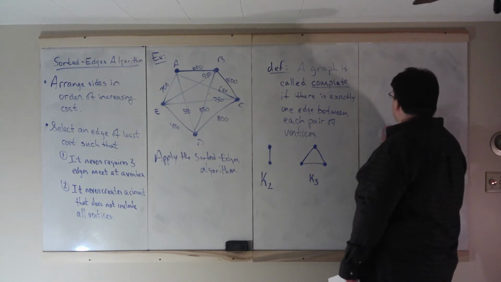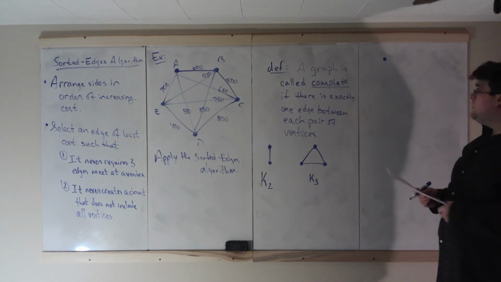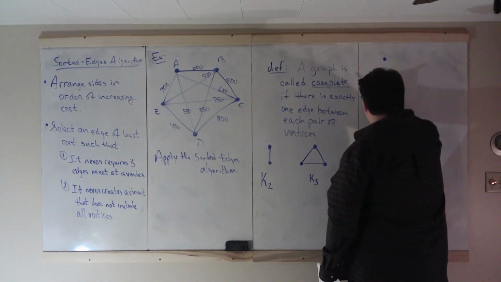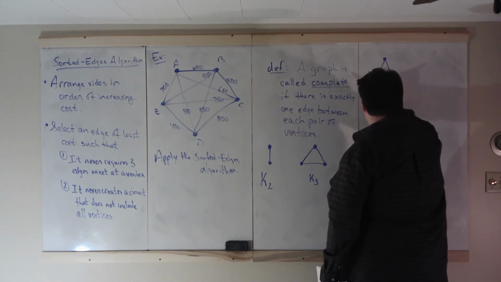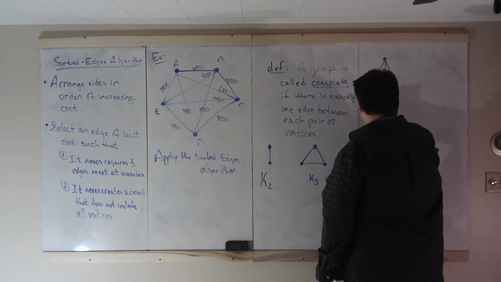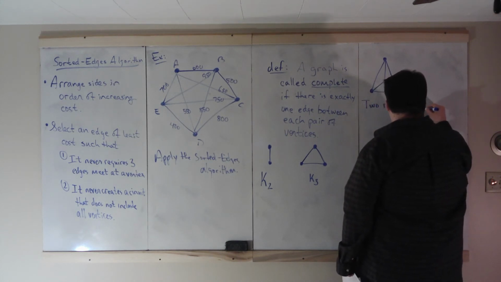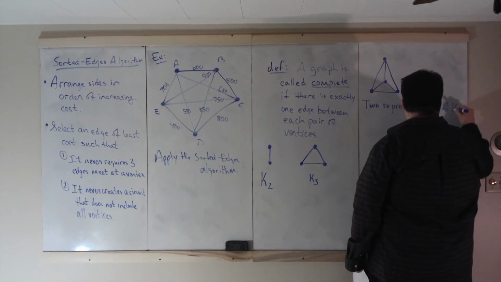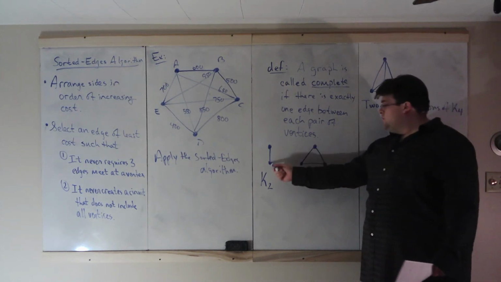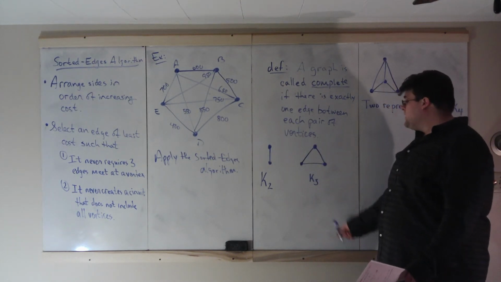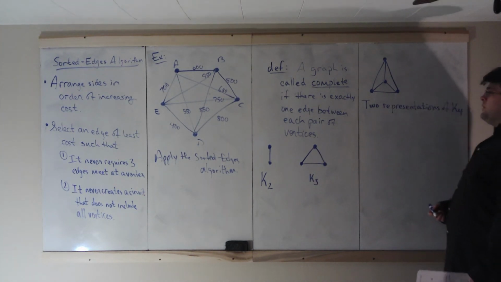K4, I'm going to draw up here. There are actually 2 different ways you could draw K4. One of them we've seen. So I'll say 2 representations of K4. So right here, there's a complete graph on 4 vertices. Notice on 2 vertices, there's exactly 1 edge going out of each vertex. On 3, there are exactly 2 edges going out of each vertex. On 4, there are exactly 3 edges coming off of each vertex.